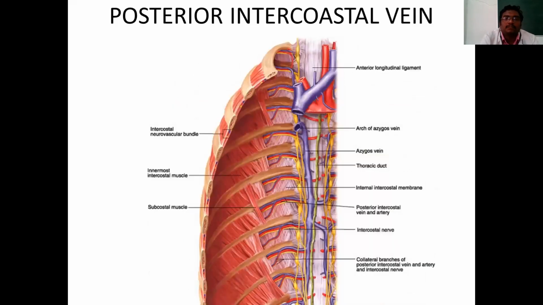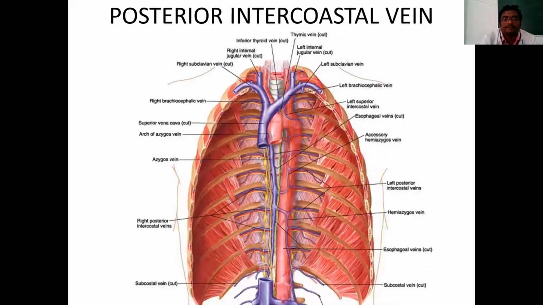Posterior intercostal vein. Here you are not going to have a separate channel for venous drainage. All the veins are drained into the azygos system of veins. This azygos system of veins drains your thoracic region. Here the posterior intercostal vein is drained into the azygos system of veins. This system is once again divided into azygos, accessory hemiazygos, and hemiazygos systems of veins. This azygos system of veins is a communication between the superior vena cava and inferior vena cava.